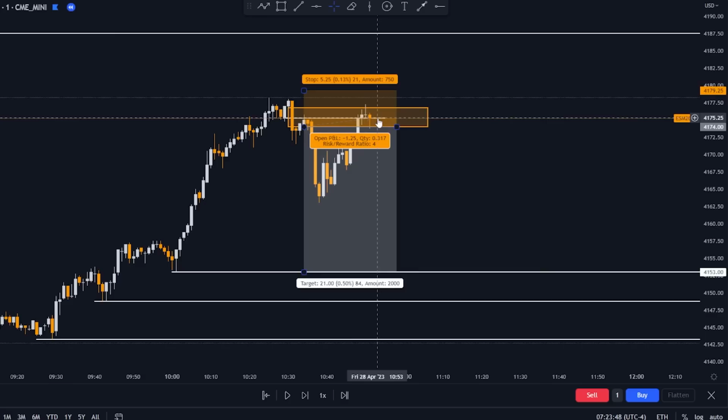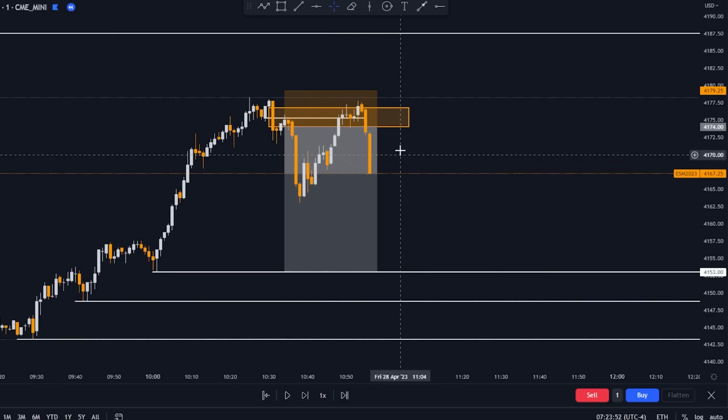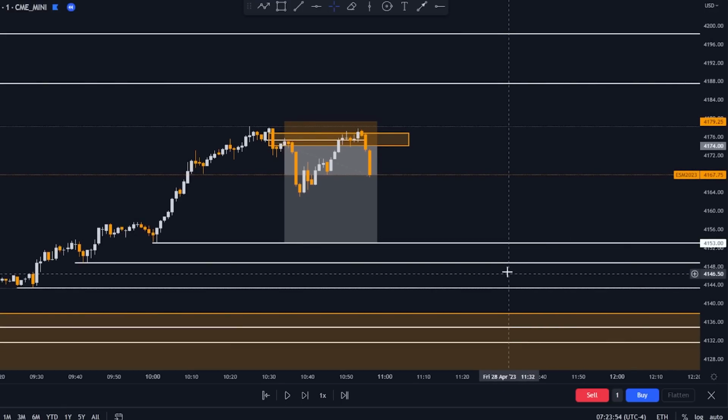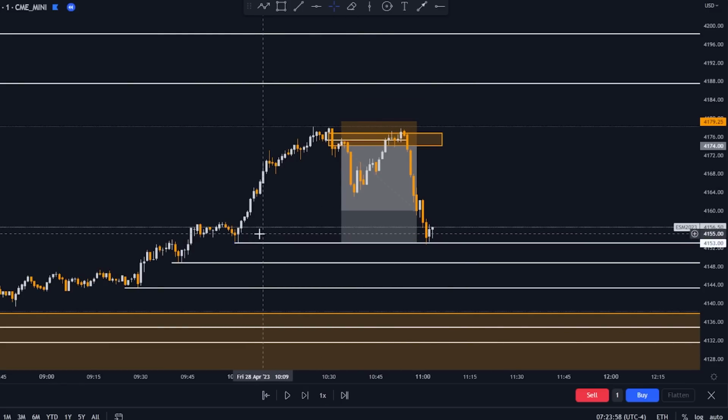And right here, you could re-enter again. See, it respected, and now it's finally dropping. So it drops for this level right here. It should be your first target profit.